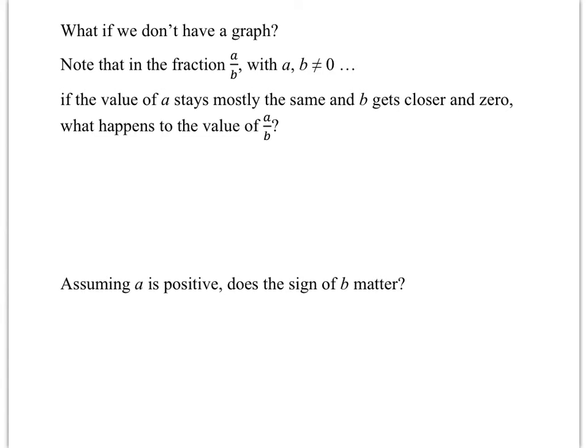So what we have to think about is if the value of a is staying mostly the same and b is getting closer and closer to 0, what would be happening to the value of a over b? So if I take some number a and I'm dividing it by a smaller and smaller number, that's how I know it's going off to infinity, right? If I took 100 and I divided it by a really, really teeny tiny number, I'm going to get a big number.